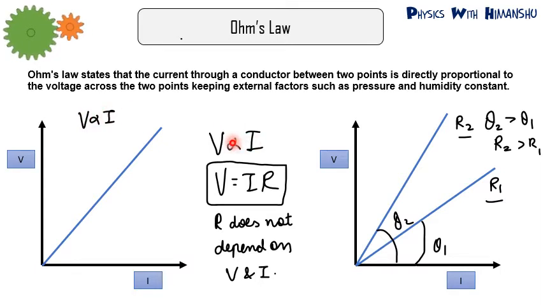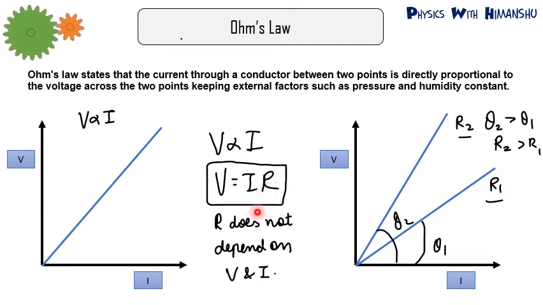So current is directly proportional to potential difference, or we can say potential difference is directly proportional to current. The more the potential difference, the more will be the value of current. Remember, this is a one-way thing. If you increase the potential difference, there will be an increase in the value of current. So I is directly proportional to V, and we can also write V is directly proportional to I, and replacing the proportional with a constant, that is R, which is called the resistance of the wire.